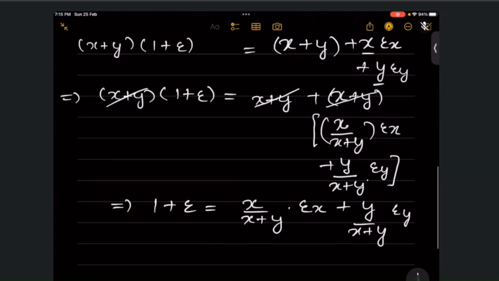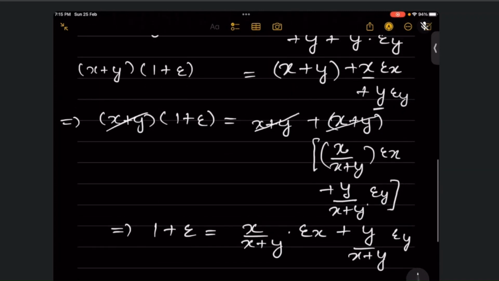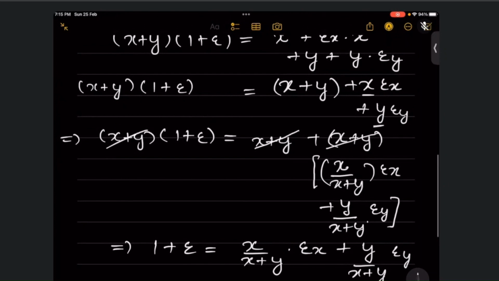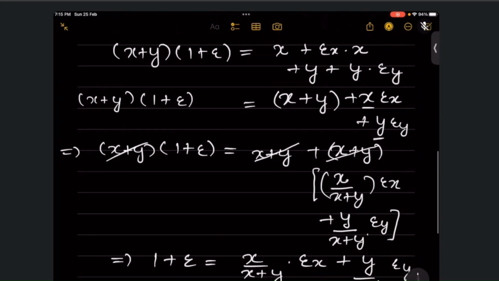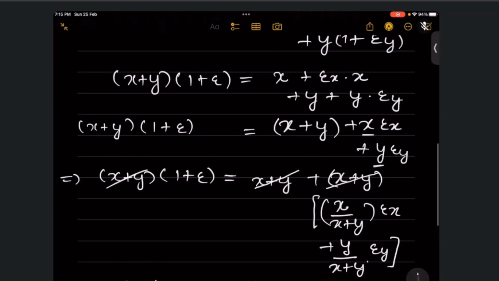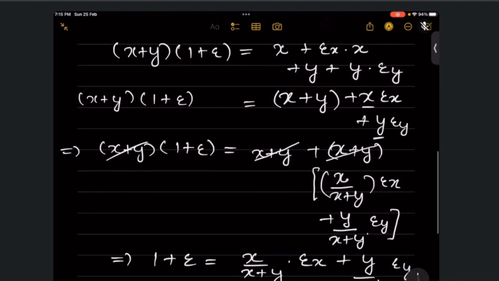I think I made a mistake somewhere. Did I do the steps correctly? Okay, x into... wait a second, let me check this again. x plus y plus x times epsilon x plus y times epsilon y. Then dividing this. Okay, sorry.